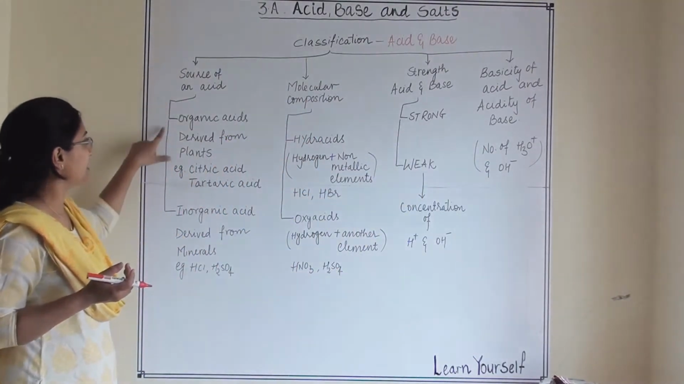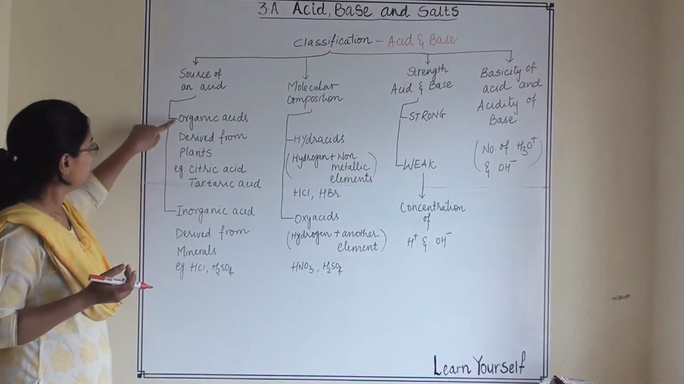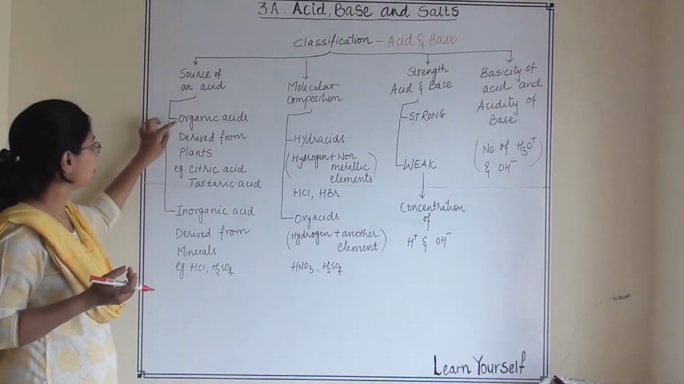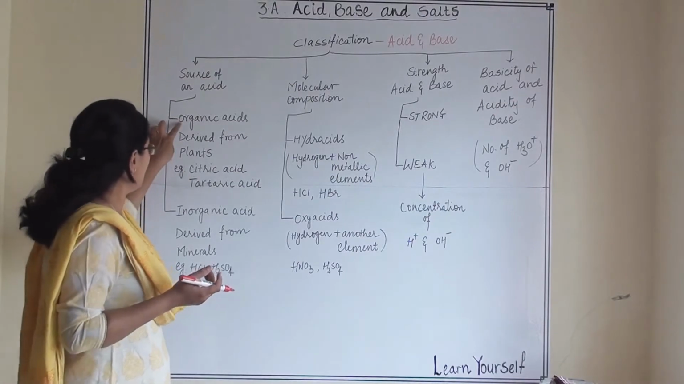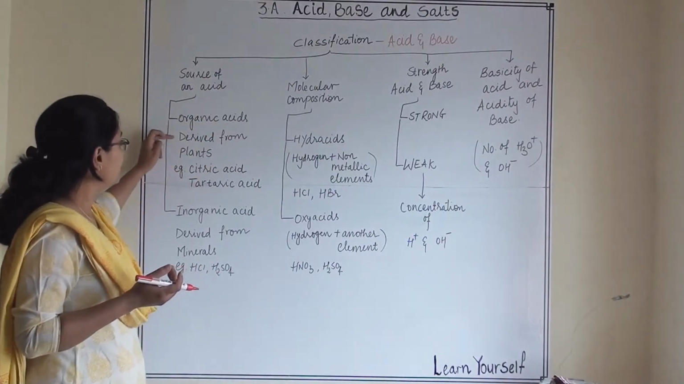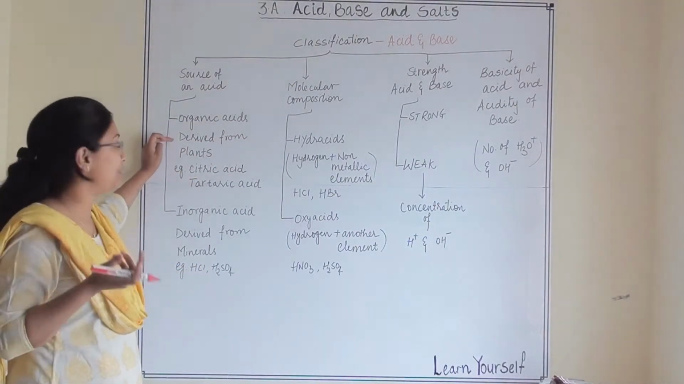First, source of an acid. There are two bifurcations into that. First is organic acids. What is the meaning of organic acid? Those acids which are derived from plants.